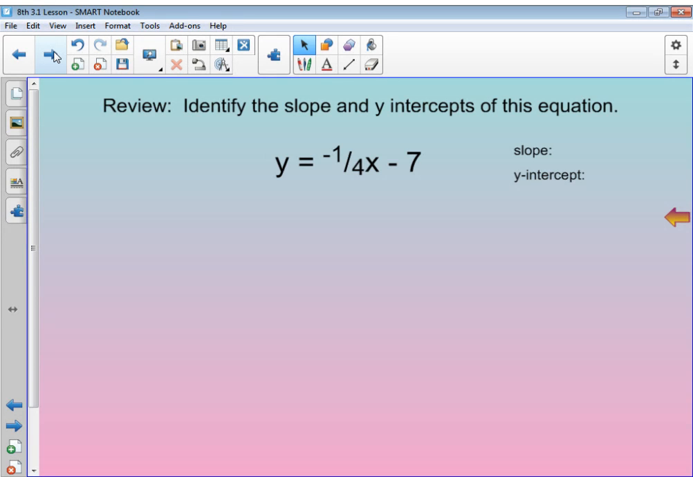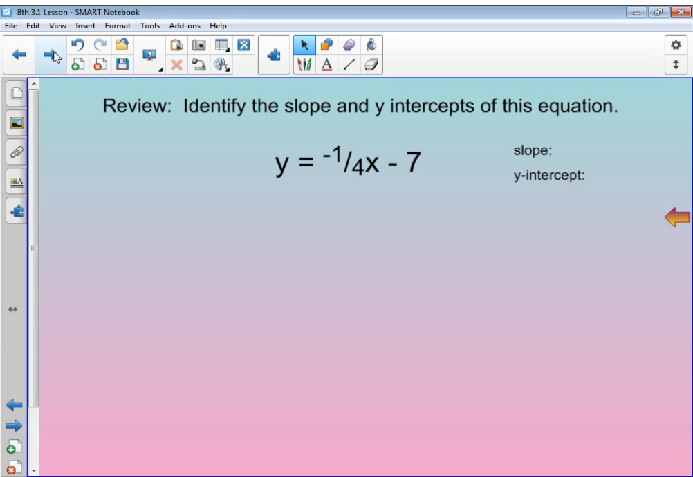Okay, so we're going to go ahead and start by very quickly reviewing our y-intercept form. So here we have y equals negative 1/4 x minus 7. And we're going to go through and identify the slope and the y-intercept of this equation. This is really just a review of what we did back in chapter 2, breaking down the different parts of the y-intercept equation.